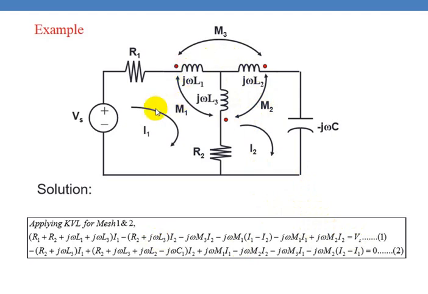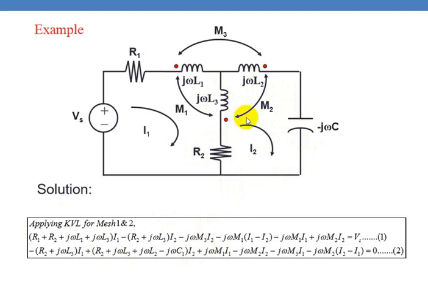So while writing for this loop, there is mutual inductance voltage due to M1 and due to M3, and similarly for this, due to M1 and due to M2. So there will be four components of mutual inductance voltage. Similarly, while writing for the second mesh, for I1 you have to write R2 plus j omega L3 with a minus sign. For I2 you have to sum up all the resistance and reactance in this second mesh: R2 plus j omega L3 plus j omega L2 minus j over omega C. Then the mutual inductance voltage.